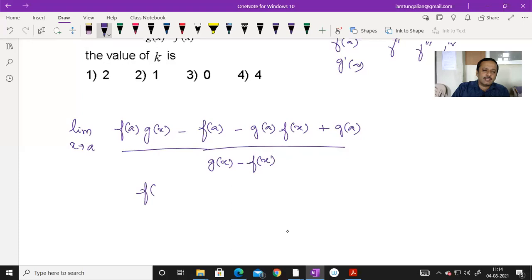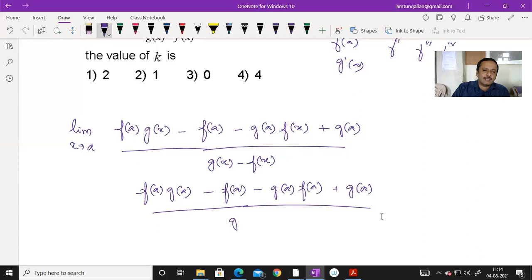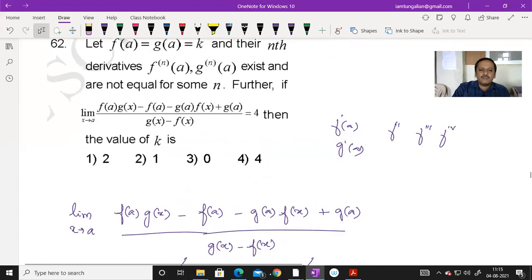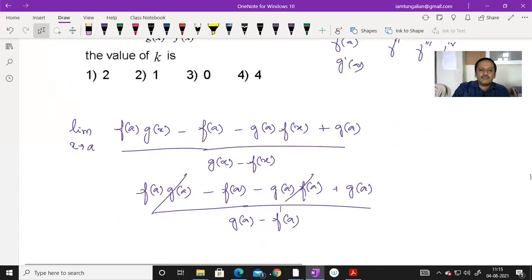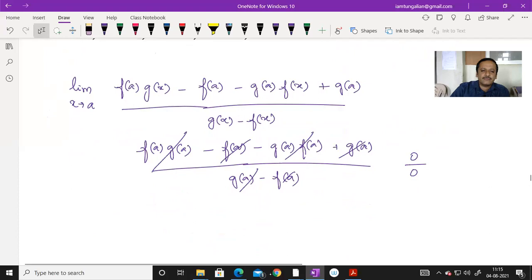We are going to get f of a into g of a minus f of a minus g of a into g of a, and given that f of a is equal to g of a is equal to k, these terms get cancelled. Minus f of a plus g of a, and these two also get cancelled. So we will get 0 by 0, which is an indeterminate form. So we shall use L'Hospital's rule.